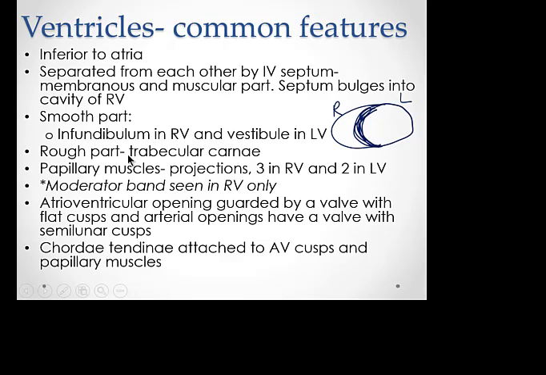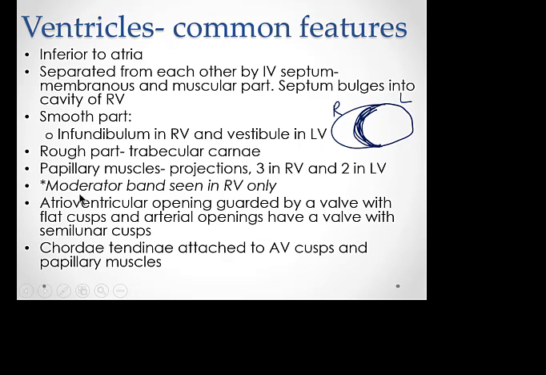And the rough part also has its own special name. It's called trabeculae carneae, because the rough part looks extremely fleshy and like a network. So that's why it's called trabeculae carneae, meaning fleshy or carnivorous. We will also see that coming from these trabeculae carneae, there are some projections which are called papillary muscles. There are 3 on the right side, 2 on the left.